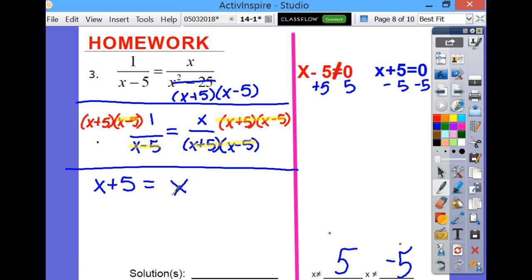Do we have any x squareds? If we have x squareds, we have to make it equal to 0 and factor. If we do not have an x squared, we just have to combine like terms. But what happens when I combine like terms? What's x minus x? Can 5 equal 0? Never. And so there is no solution, or the solutions are none. That doesn't happen a whole lot.